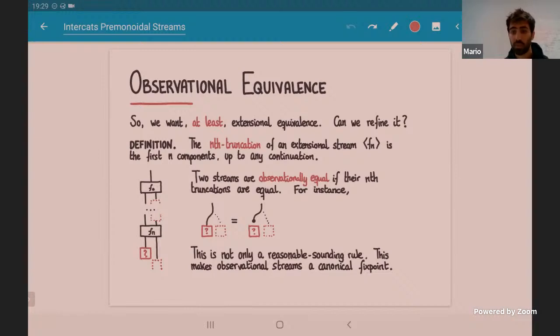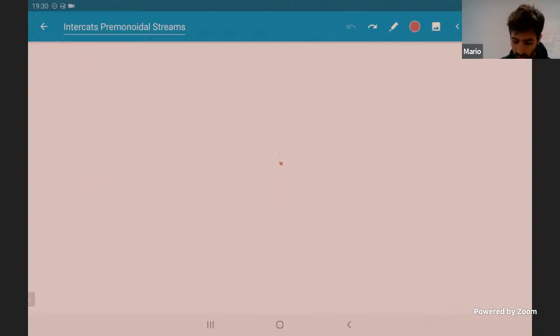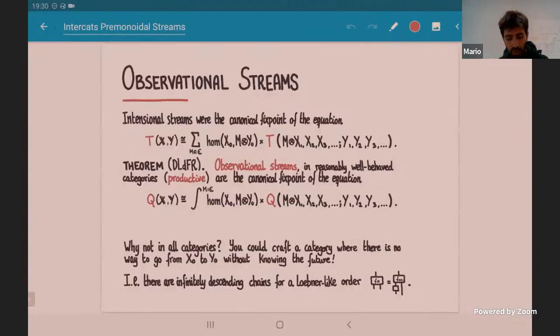So this is the thing I was doing at the beginning. Then I started quotienting by a bunch of things. And now the claim is we can still recover them with all the quotientings as a final coalgebra. So now the claim is: intensional streams, the first version that we saw at the beginning, are the canonical fixed point of an equation like this, with a coproduct here. Observational streams with observational equality, as I have defined them at the end, are still the final fixed point of some equation. They are the fixed point of this equation, which is the same one, where we are just substituting the coproduct by a coend.